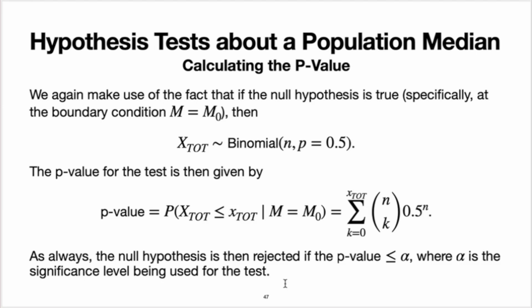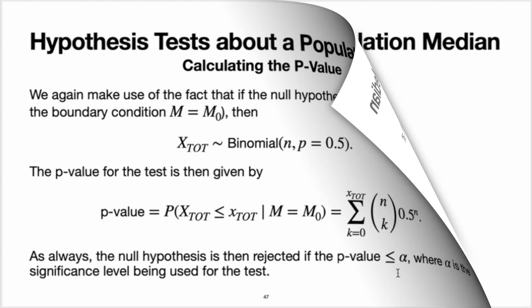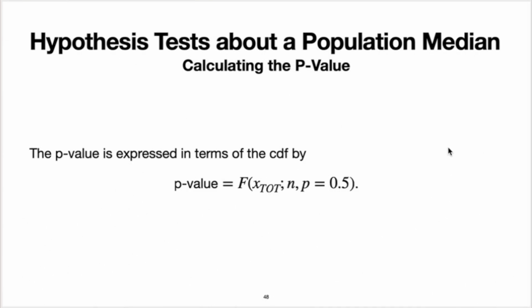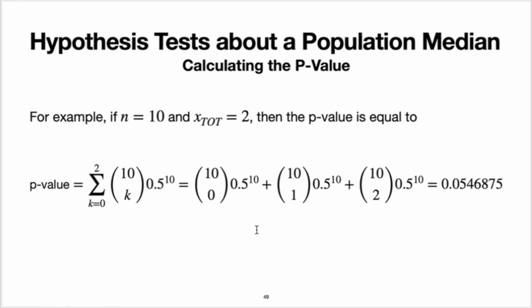Once we have the p-value, if the p-value is less than or equal to the significance level we're using, then we would reject the null hypothesis. Now we can express the p-value calculation in terms of the CDF of X tote. So, for example, let's suppose that we are doing this left-tailed test on a sample of size 10, and that the observed value of X tote is equal to 2.